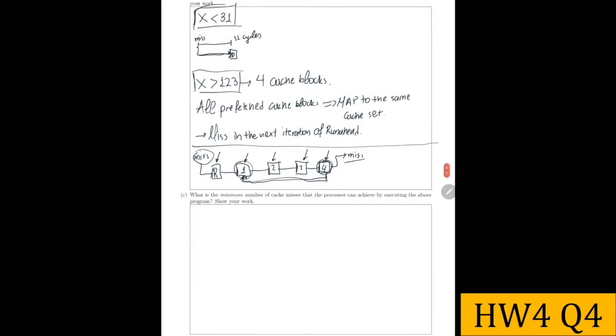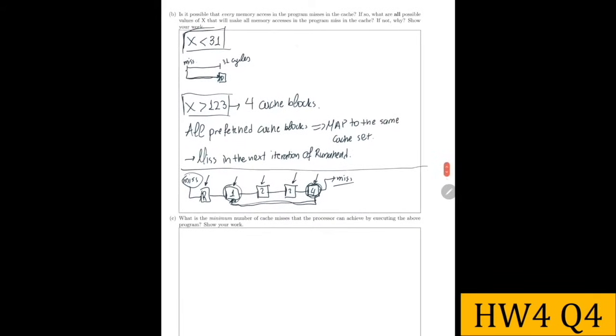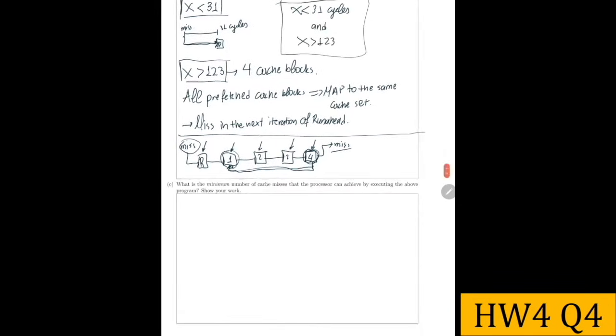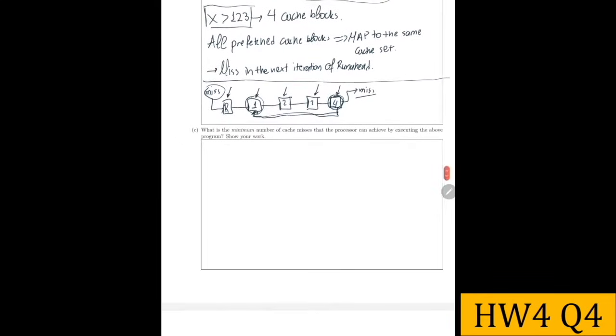I think this is the explanation here. So X needs to be smaller than 31 cycles, and X needs to be bigger than 123, so that you miss every time. So what is the minimum number of cache misses that the processor can achieve by executing the above program?